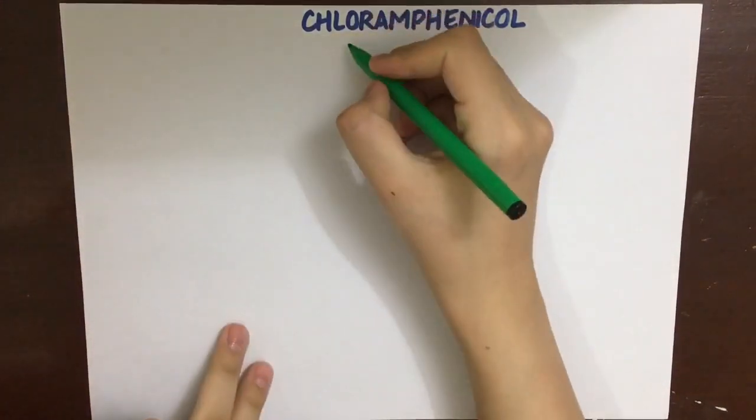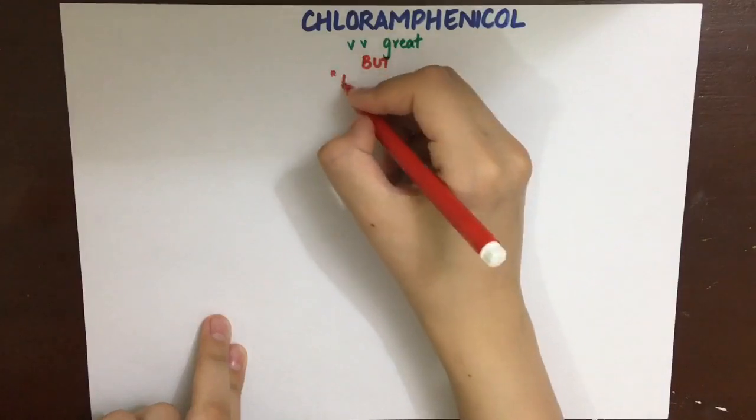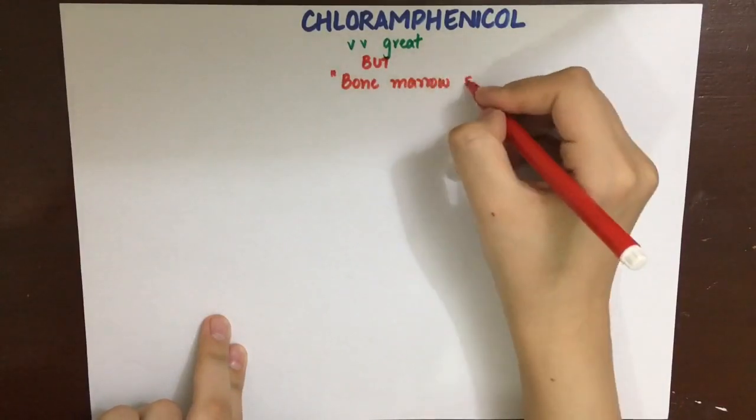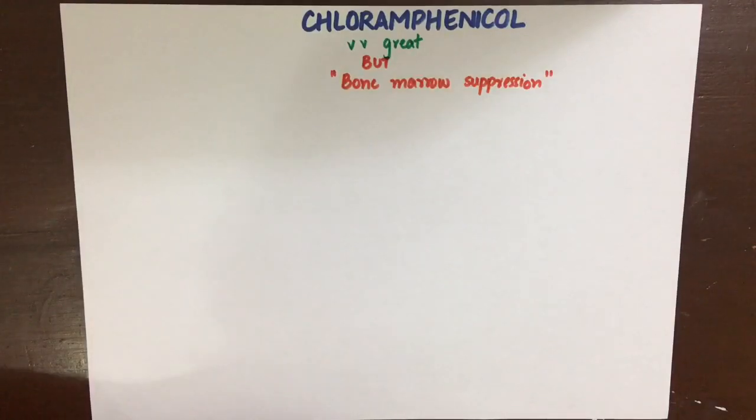Now we'll see the antibiotics that act on the 50S subunit. Whenever you hear the word chloramphenicol, remember it's a very great antibiotic with a wide spectrum of activity, but with a limiting side effect, that is bone marrow suppression.